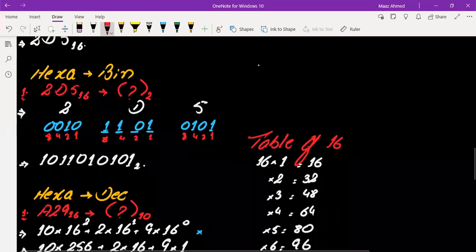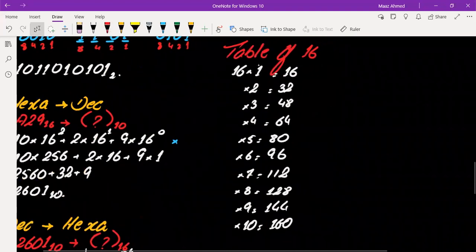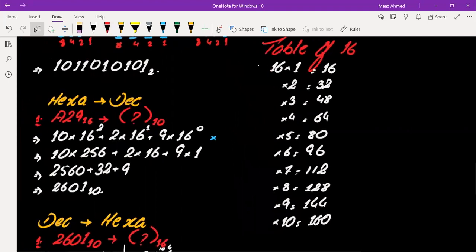Now we're coming towards the hexadecimal. So before coming towards hexadecimal, you just need to learn the table of 16 by heart. 16 times 1 is 16, then times 2 is 32, then times 3 is 48, and so on till times 10. It makes up 160 till here. Okay, you need to learn this table by heart.